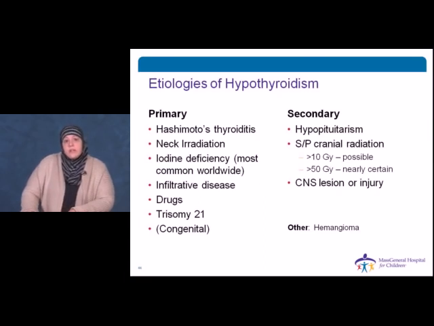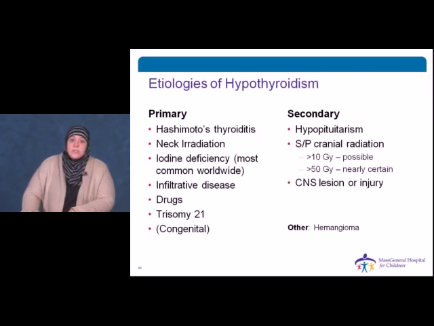The most common cause of hypothyroidism is primary, or a problem with the thyroid gland itself. And the most common cause of primary hypothyroidism is Hashimoto's thyroiditis. In addition, children who've had irradiation to the neck area, particularly because of cancer treatment, may develop primary hypothyroidism. Iodine deficiency is the most common cause worldwide, but is not seen commonly in the United States. Infiltrative diseases or drugs may cause hypothyroidism.